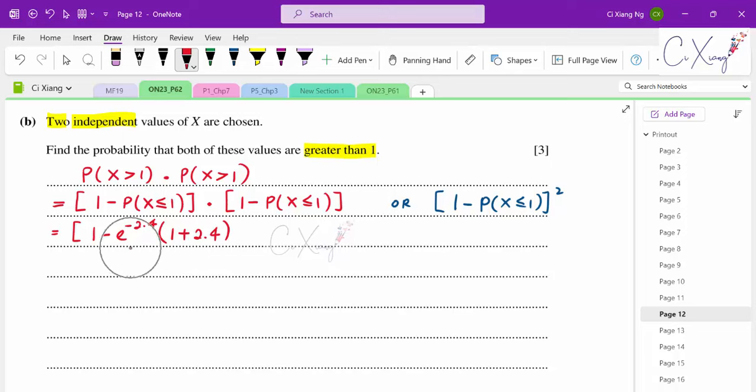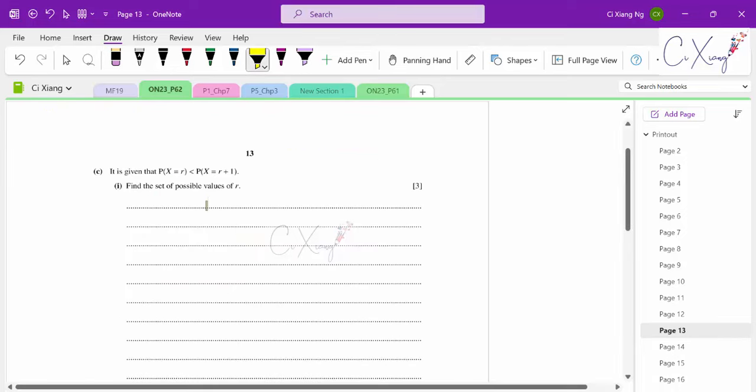Okay, then I directly take out the e negative lambda because every single term here is having e negative lambda, right? So I have to minus this one and then I have to square them. Of course, if you didn't make any careless mistake by pressing the calculator, the answer that you get should be 0.478, correct to 3 significant figures as well. So this is how we answer part B. And let's proceed to part C.